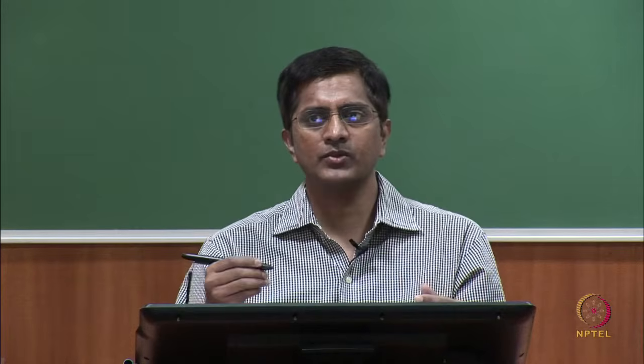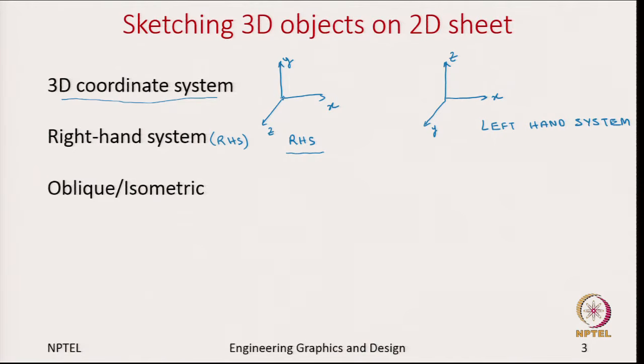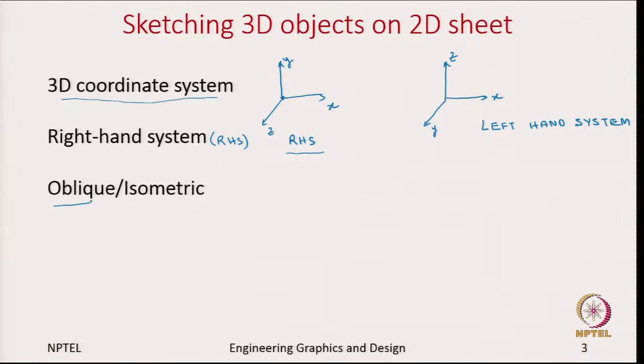Using this coordinate system, using the reference of this coordinate system's origin, we can define where the object is placed and how it moves. But once we start looking at how we represent 3D objects on paper, they are usually done using two methods, either the oblique method or the isometric. So, let us say we are representing a cube on a paper.